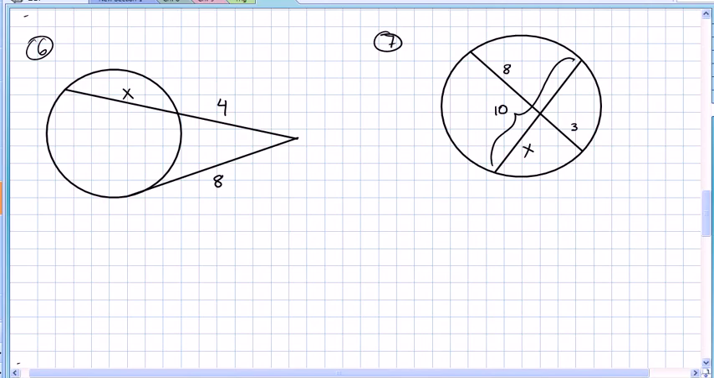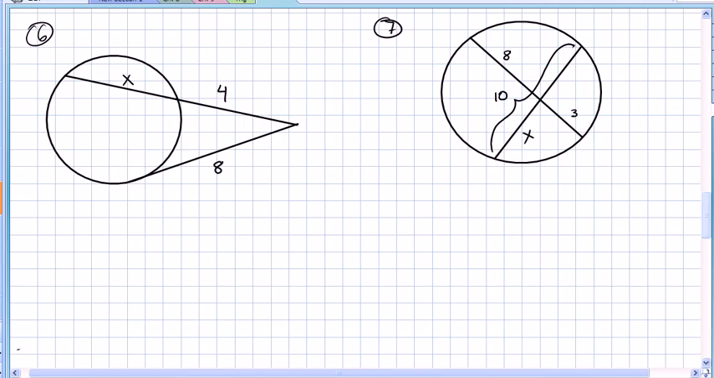Here we have the extra review sheet. This is page 2, starting on problem number 6. Here we get a tangent secant power theorem problem.